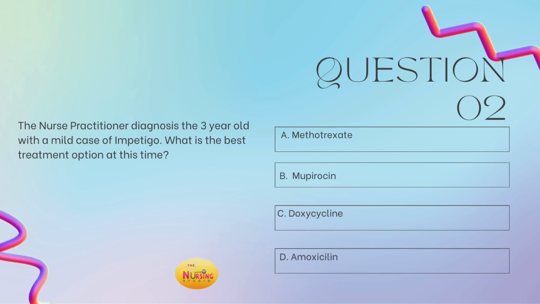Question number two: the nurse practitioner diagnoses the 3-year-old with a mild case of impetigo. What is the best treatment option at this time? Is it A, methotrexate, B, mupirocin, C, doxycycline, or D, amoxicillin? Take a moment and tell me what you got in the comments.